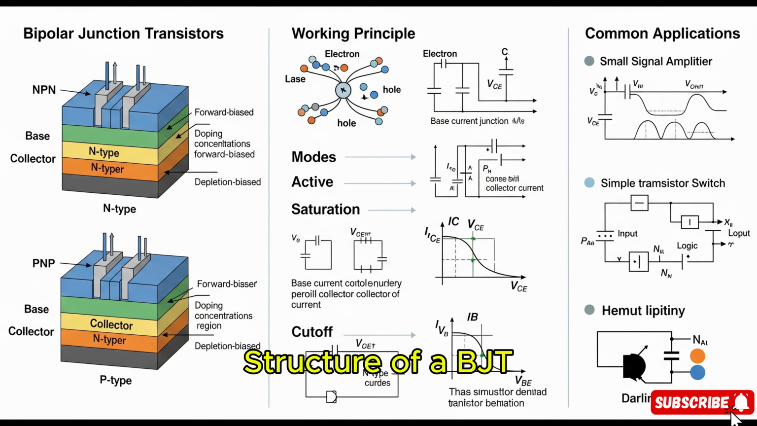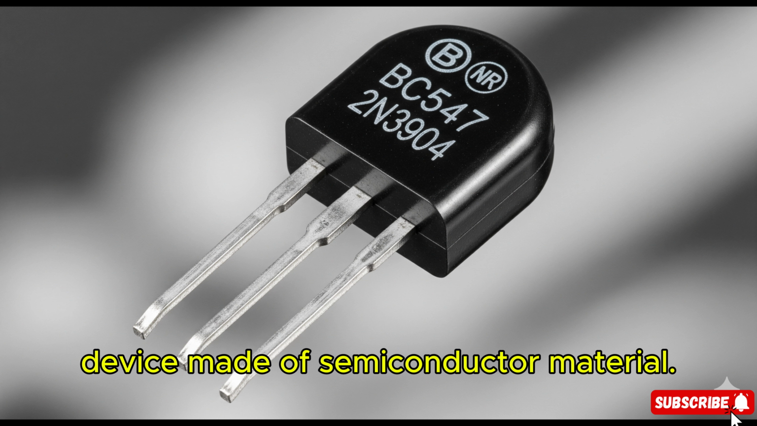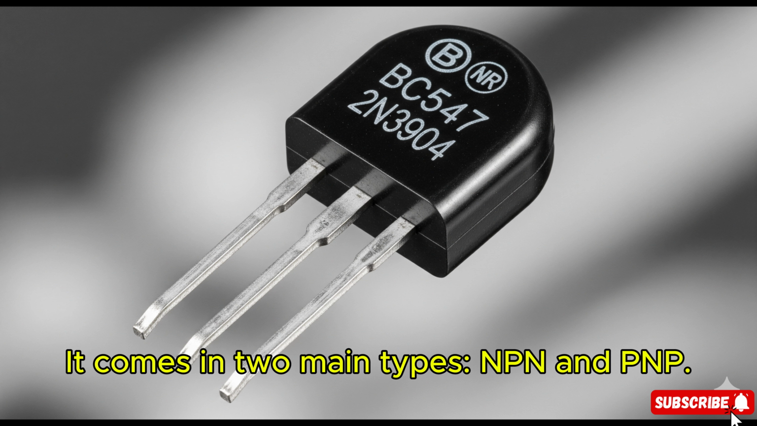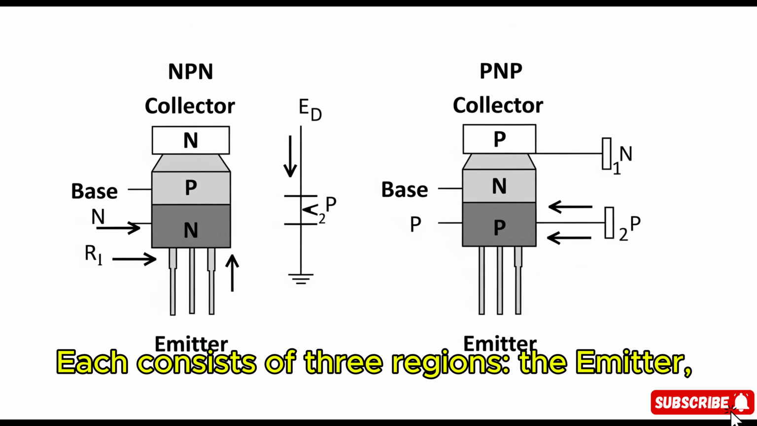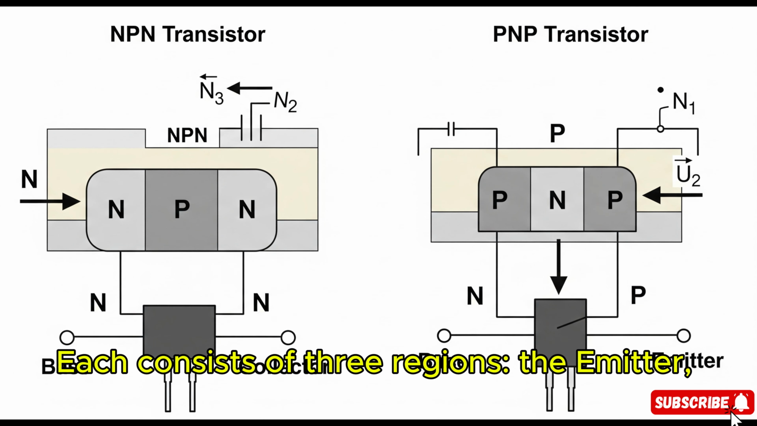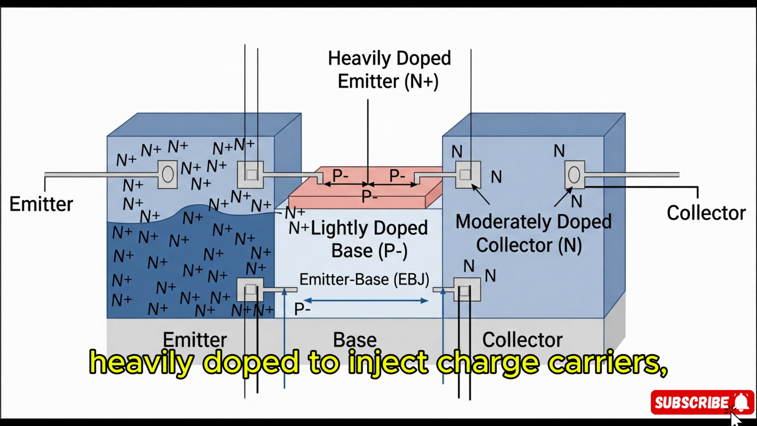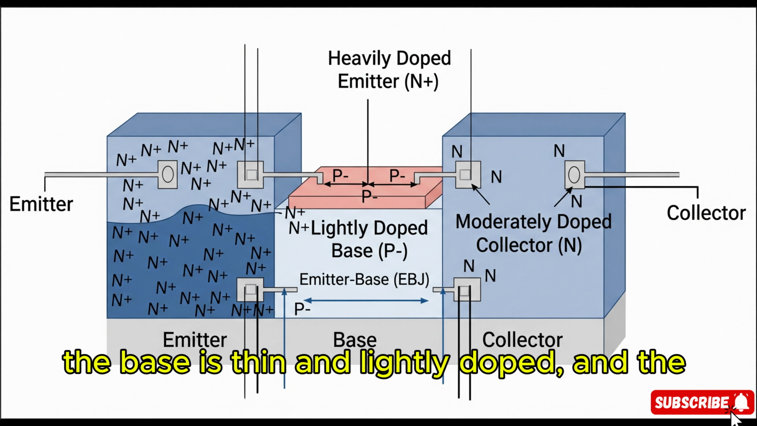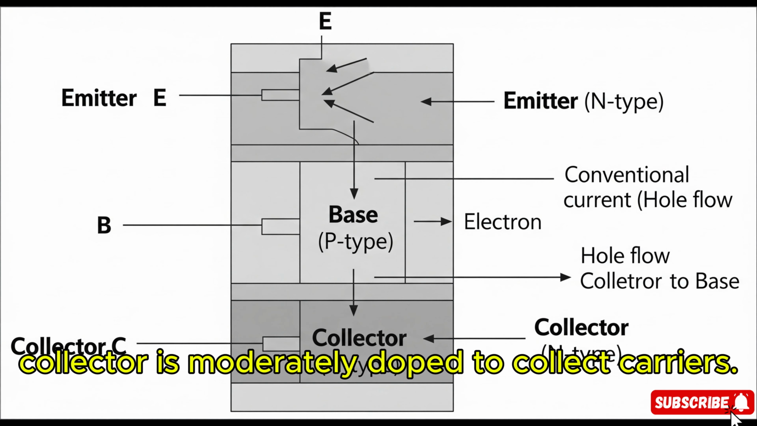Structure of a BJT. A bipolar junction transistor is a three-terminal device made of semiconductor material. It comes in two main types, NPN and PNP. Each consists of three regions: the emitter, the base, and the collector. The emitter is heavily doped to inject charge carriers. The base is thin and lightly doped, and the collector is moderately doped to collect carriers.